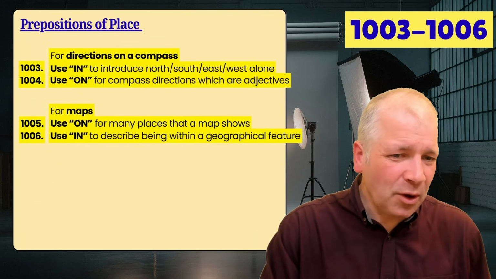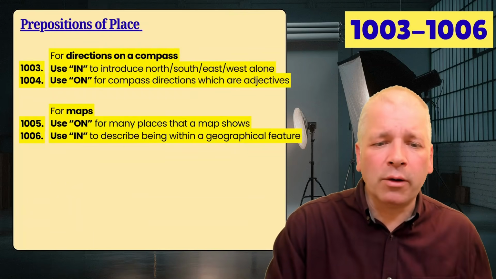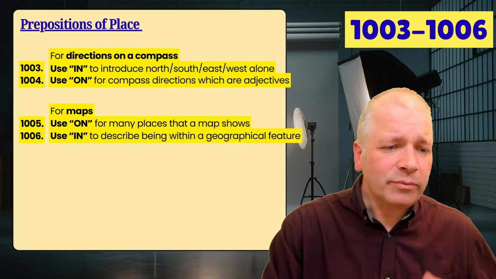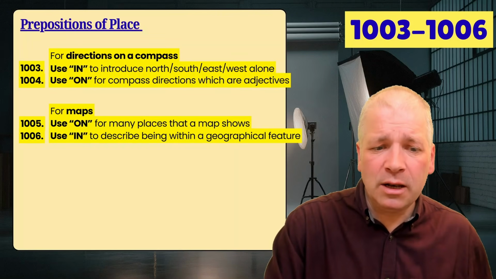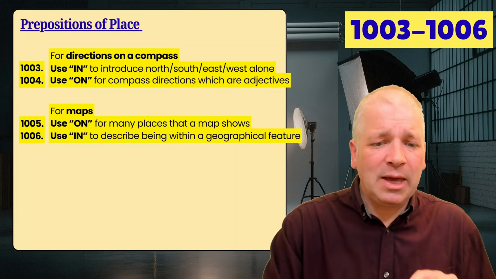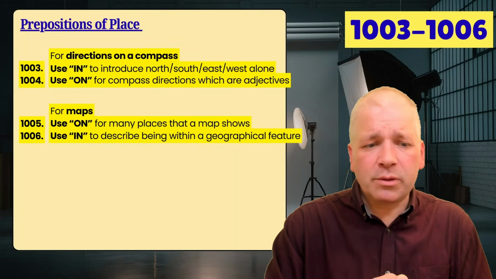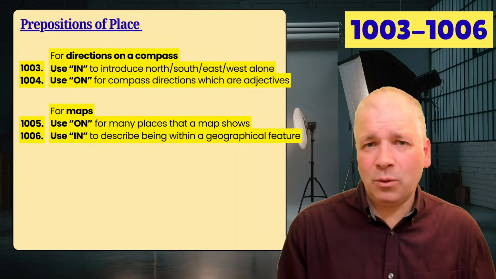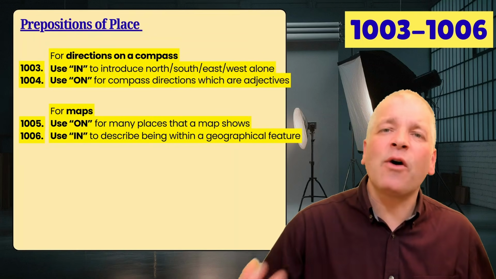For directions on a compass, in introduces north, south, east, west alone, but on for compass directions which are adjectives. With maps, on for many things that a map shows, in to describe being within a geographical feature. So it's on the river, for example. Where's the holiday going to be? It's on the river. Where am I now? I'm in a forest.